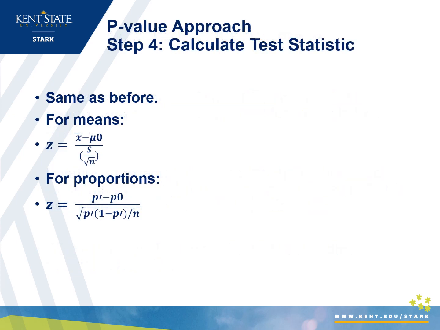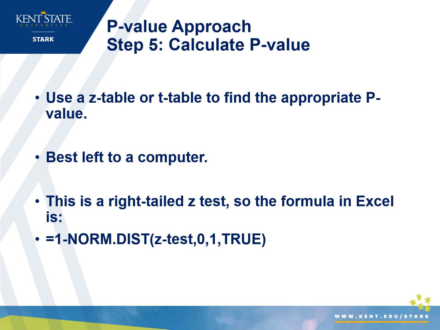So following the p-value approach, we first calculate the test statistic. This is exactly the same calculation we used for the critical value approach, so I'm not going to comment much on this. The next step is to calculate the p-value. For this, we can use a computer. There are a number of forms of Excel formulas that would work for this. In our example, we need the form for a right-tailed test, which is the formula you see on the screen. Simply replace z-test with the value you calculated in the previous step.